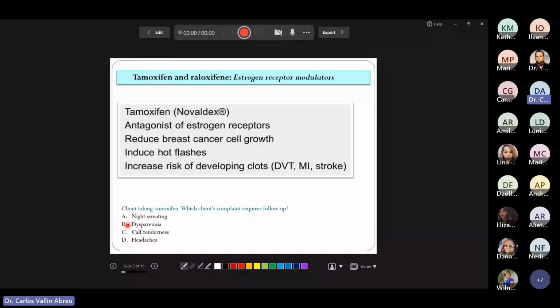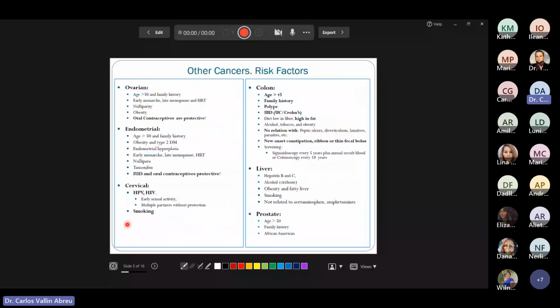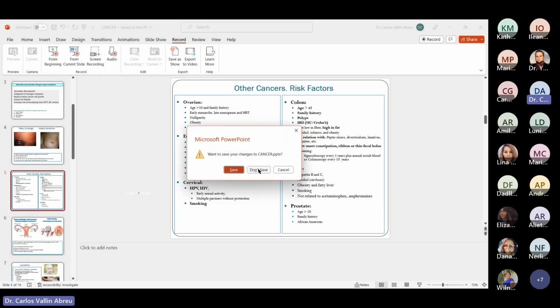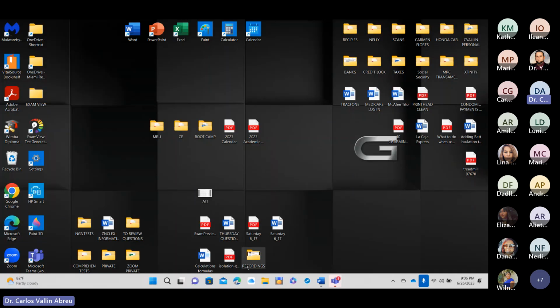Okay, in the next class, we'll continue talking about other cancers that are very important. I just wanted to take advantage of these 15 minutes that were left to gain time. Any other question, guys?